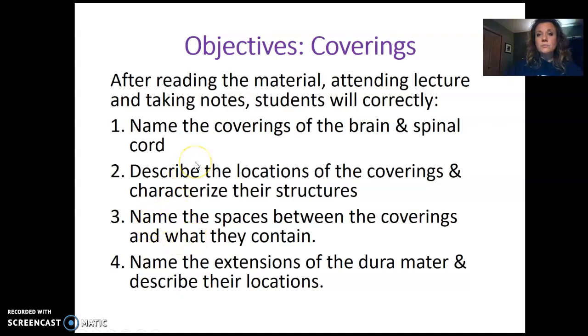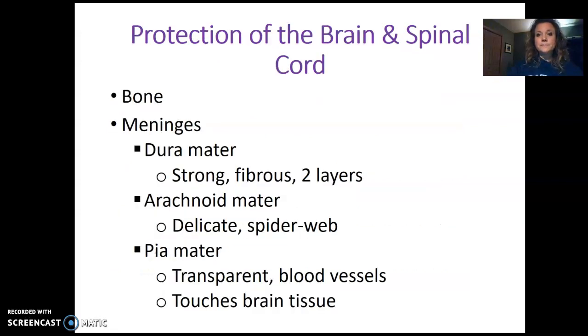Number one, you should be able to name the coverings of the brain and spinal cord, and you should be able to characterize their structures. Describe them for me. Next, tell me about the spaces that exist between them and what is contained within these spaces. And finally, talk about the extensions of the dura mater and describe their locations.